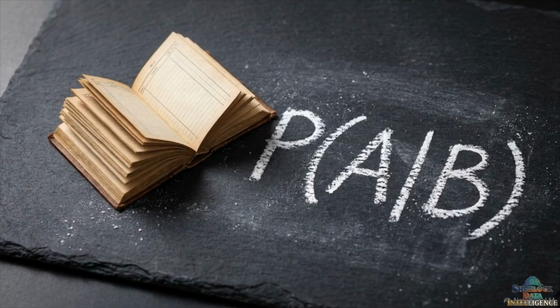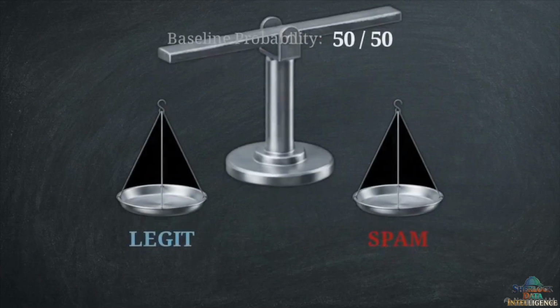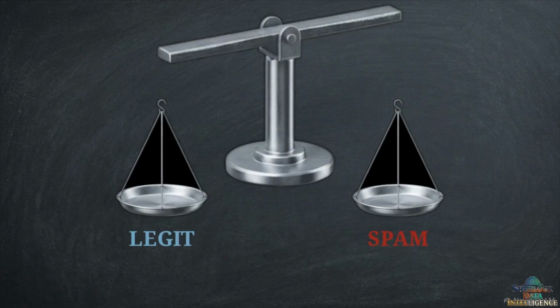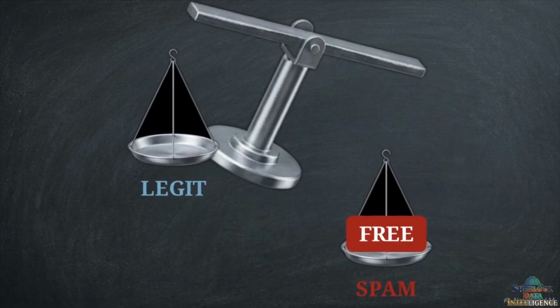The solution started with Bayes' theorem, a mathematical framework used to update our internal probabilities based on new incoming data points. We start with a baseline probability that an email is spam, but the moment a suspicious word is identified, that input hits the scale, shifting our confidence in that label.